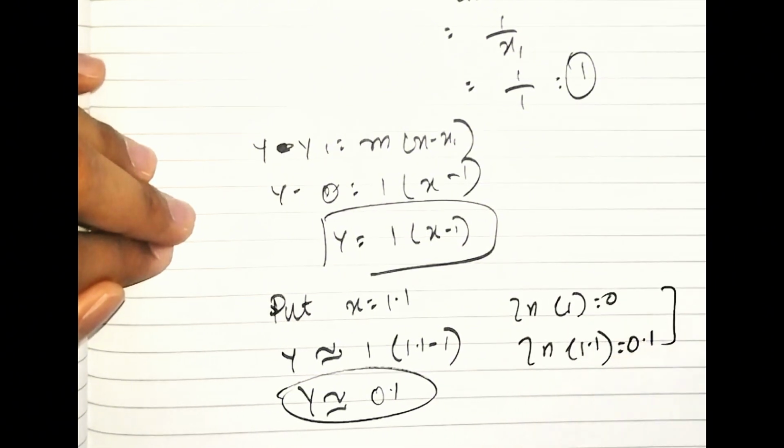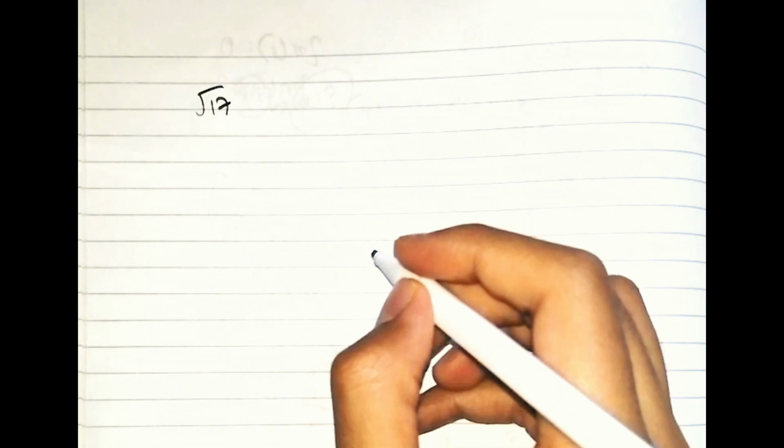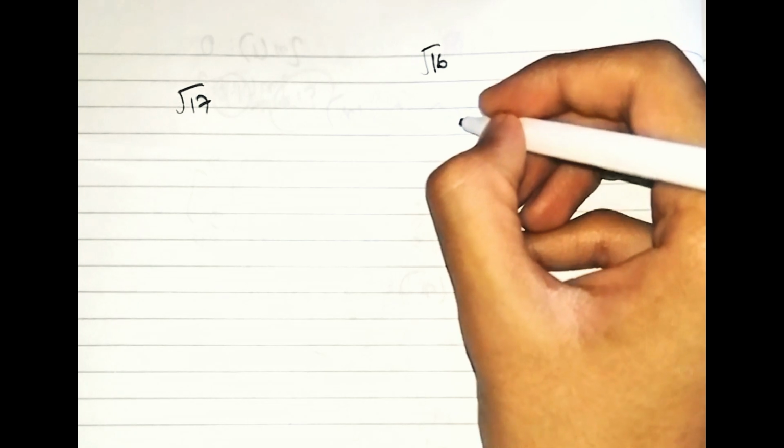Okay, now let's approximate the value of square root of 17. The first thing that comes to your mind is what will be my known value. We know that square root 16 is the nearest number to 17 which is a perfect square, equal to 4.